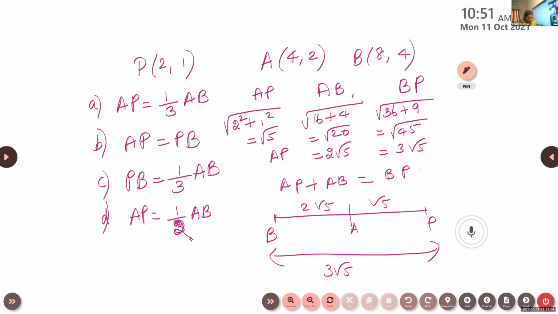So this is again a different question. The 15th one, this question's answer is D. What is the option, children? The 15th one, it's D. AP is 1/2 of AB. This is the correct answer. Only that condition is valid.